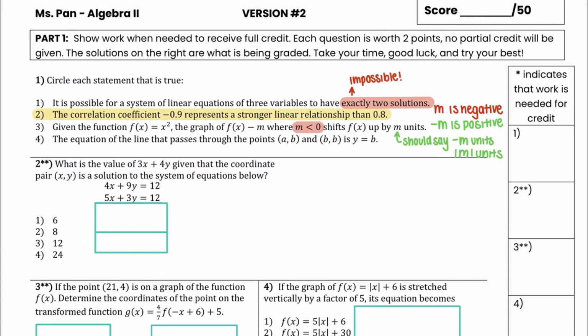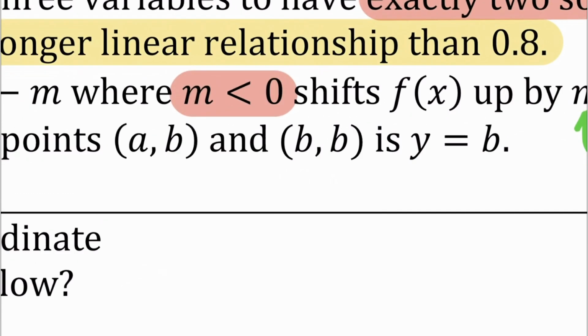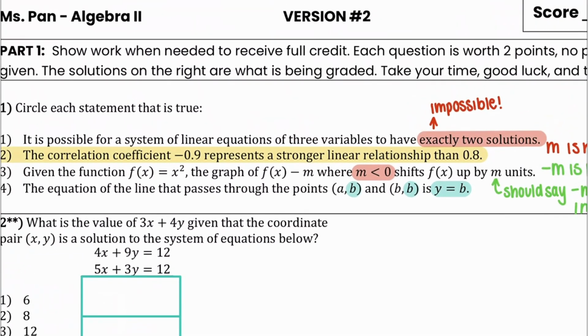And we have number 4: the equation of the line that passes through the points (a, b) and (b, b) is y equals b. Well, let's see what this is even saying. If we have 2 coordinates, let's first identify what we see as objectively true. We can see that the y values in both of these coordinates are b. We really don't need the slope formula, because the moment that we see 2 coordinates share the same exact y value, that's going to be y equals b, or in other words, a horizontal line going through whatever b is. And so therefore, number 4 is true.